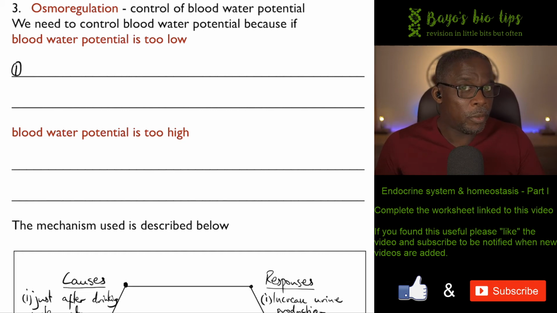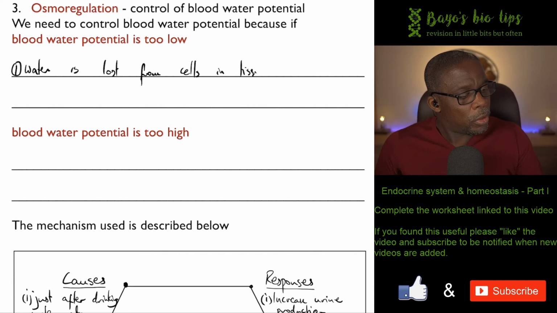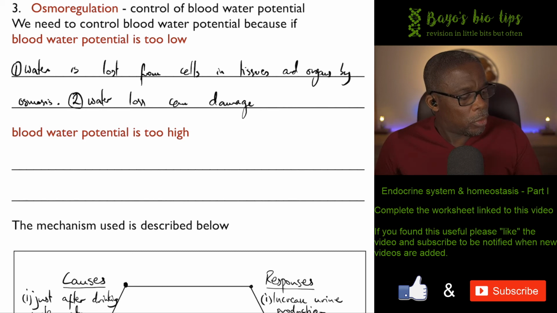then as I said earlier with the glucose example, water is lost from cells in tissues and organs by osmosis. And that water loss can damage tissues and organs.